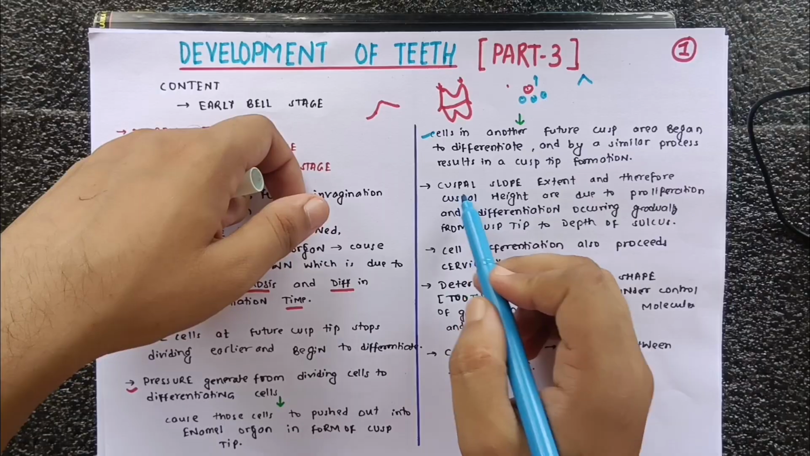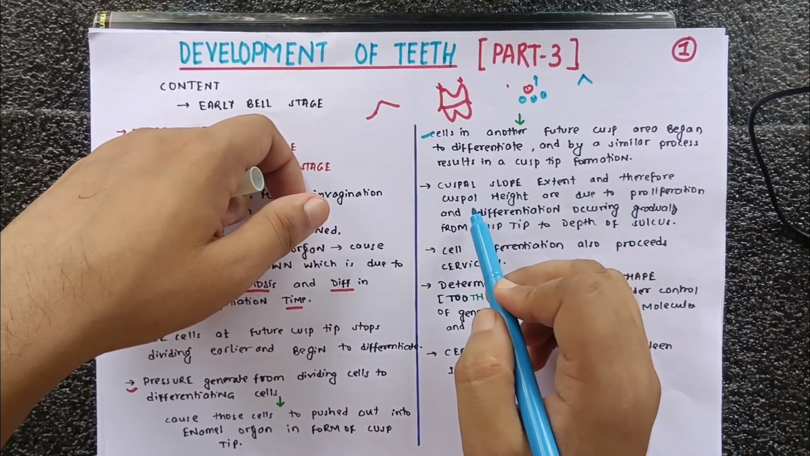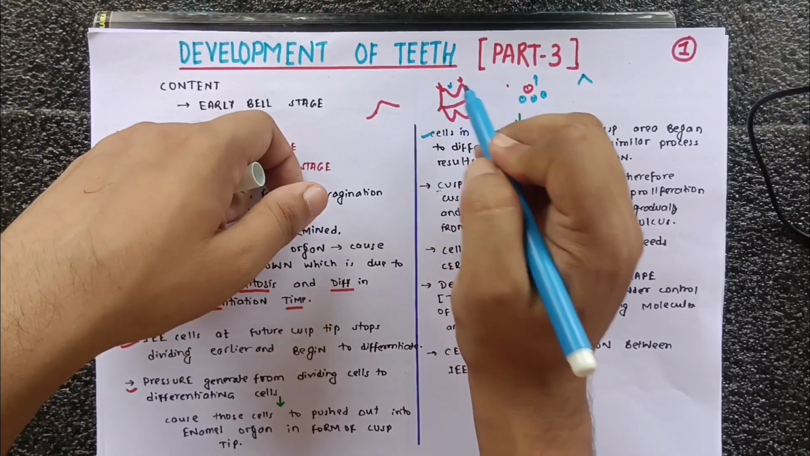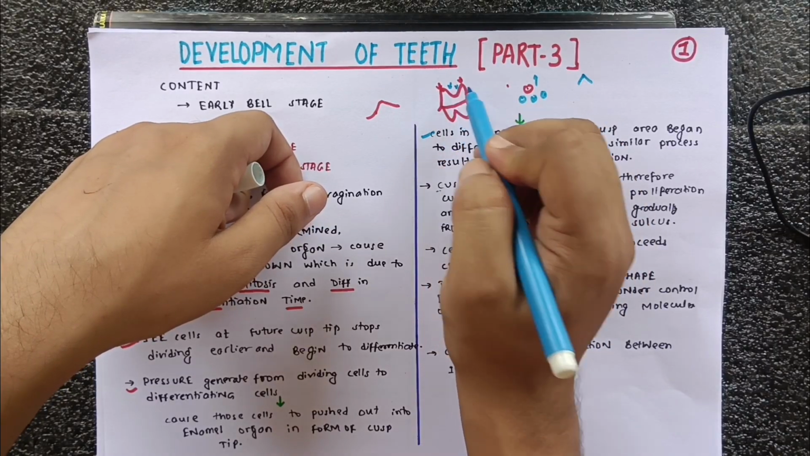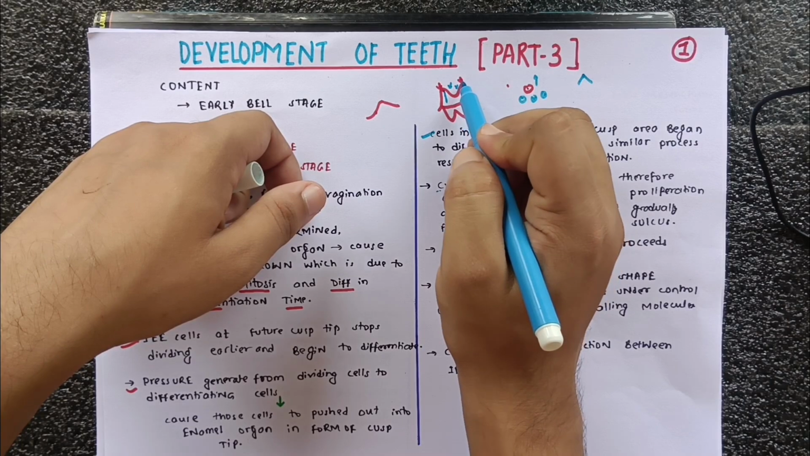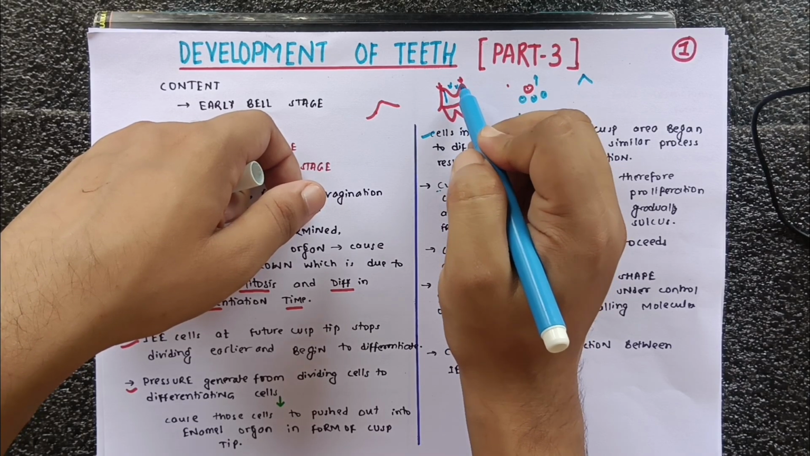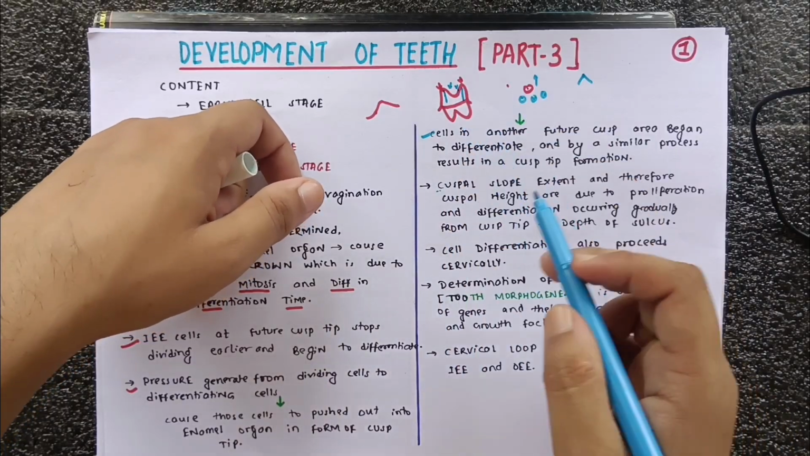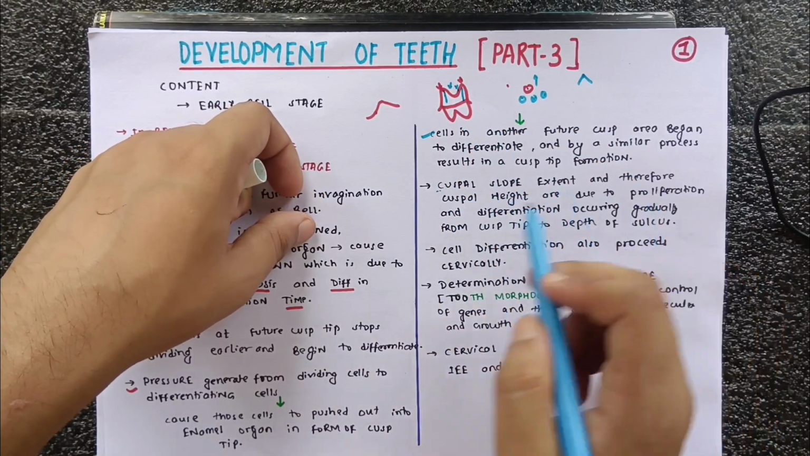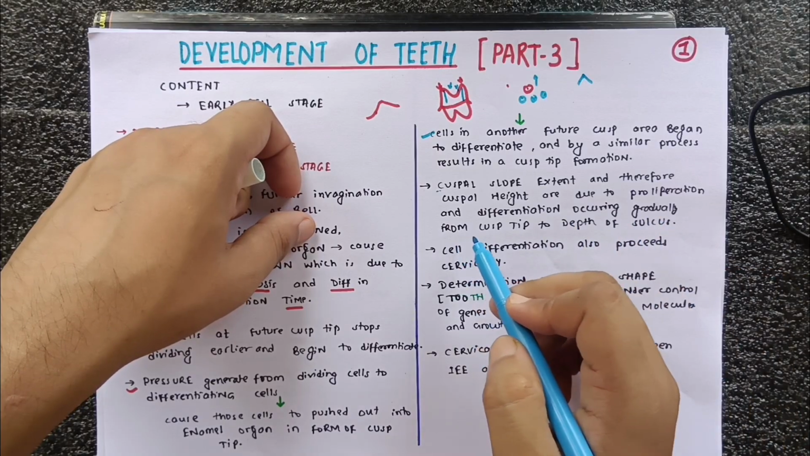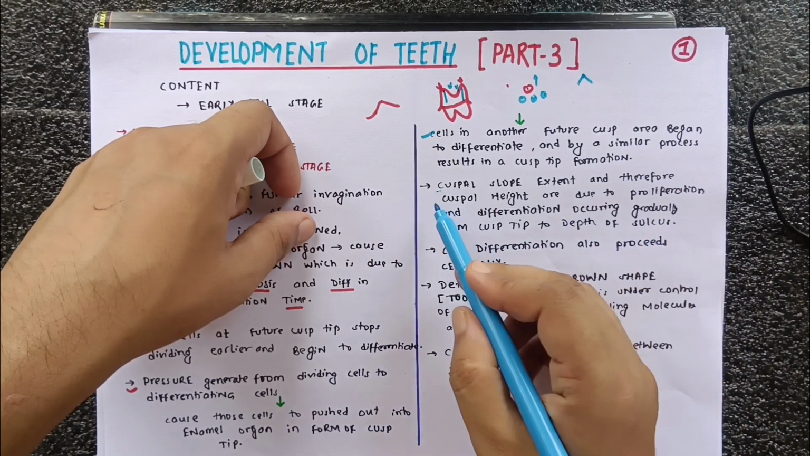After that, I have written here cuspal slope extent and therefore cuspal height. This is the cuspal slope here, and the height is this, the height from the cementoenamel junction towards the cusp tip. So the cusp slope extent and cuspal height are due to the proliferation and differentiation occurring gradually from the cusp tip to the depth of the sulcus.